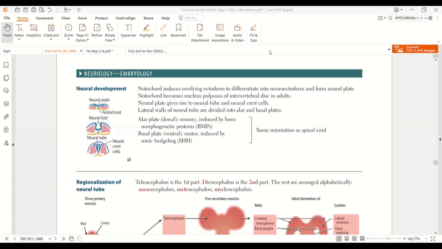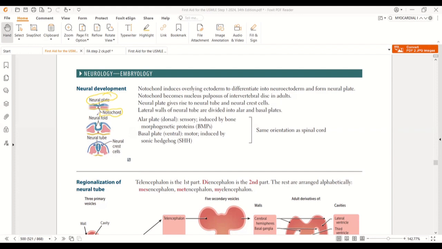Embryology begins with the ectoderm. The ectoderm is converted into neuroectoderm. This neuroectoderm forms the neural plate, right? So which thing induces the ectoderm to convert into neuroectoderm or neural plate? That is the notochord. That is again a high yield point. So the notochord induces this ectoderm to convert into neuroectoderm and then neural plate, right?